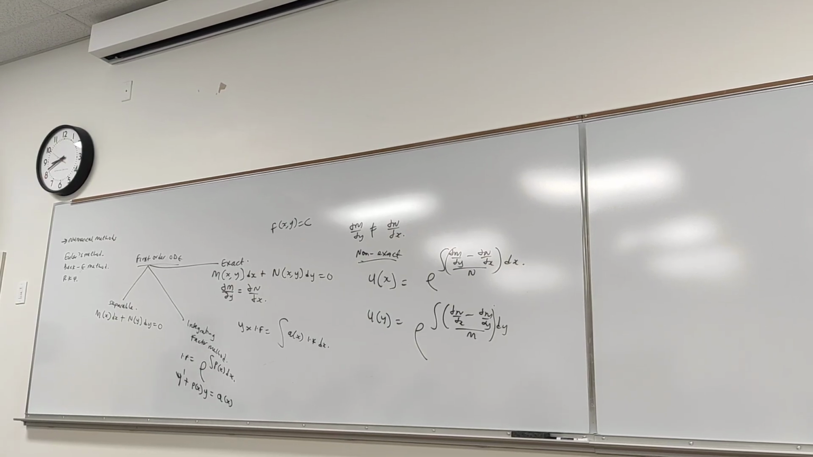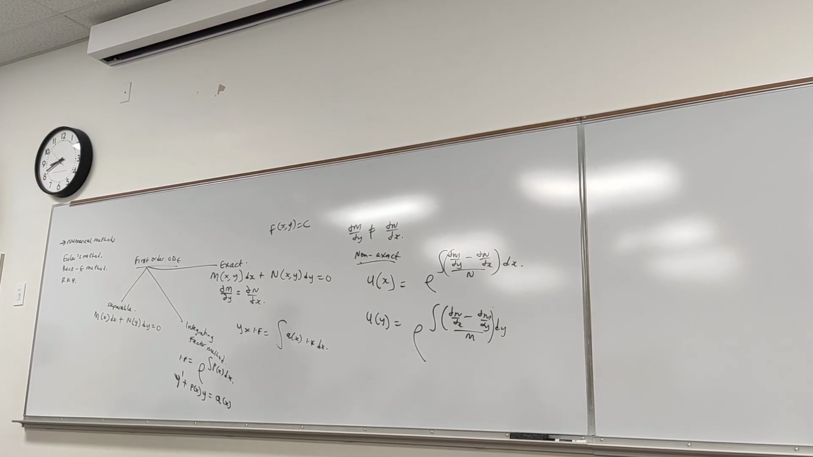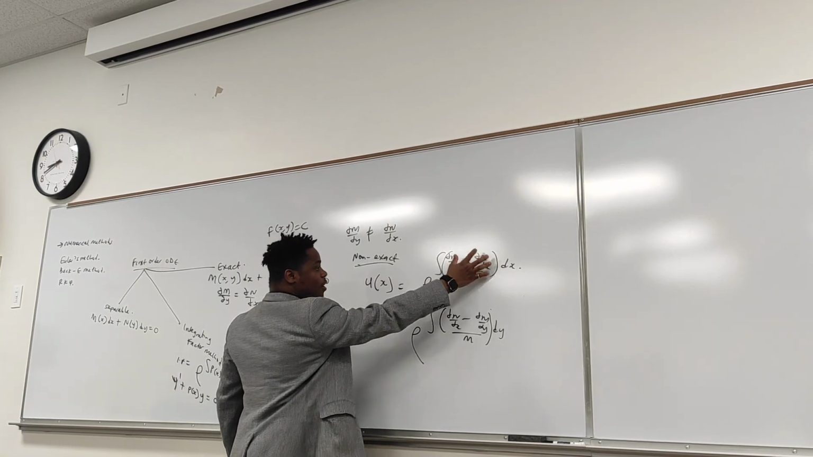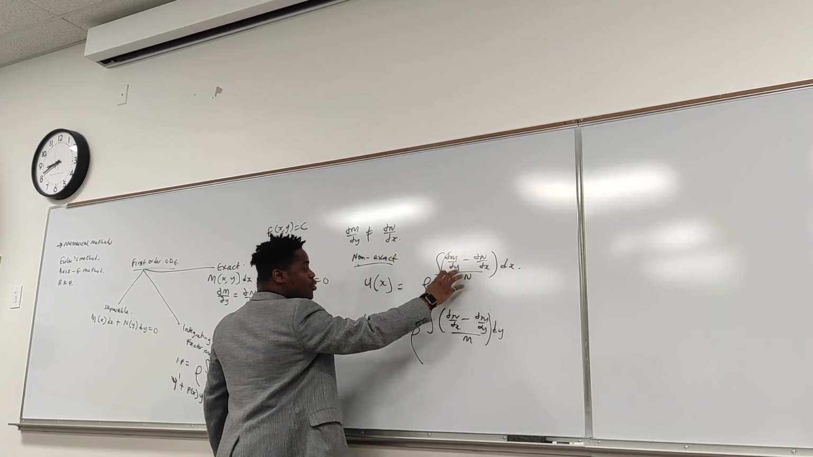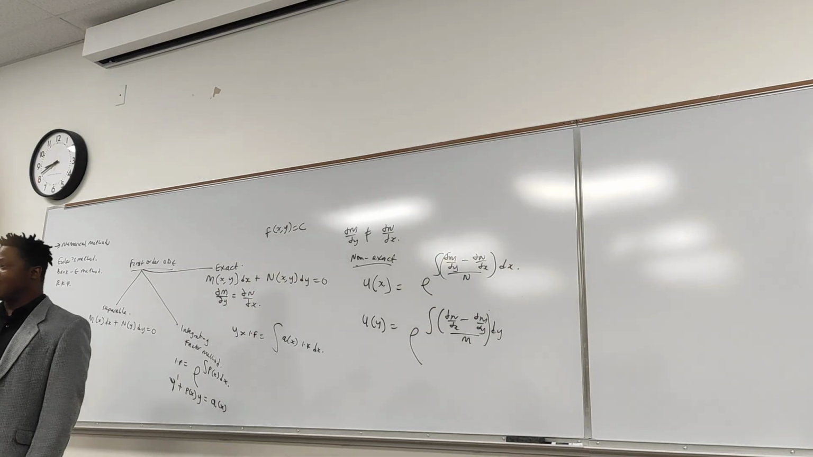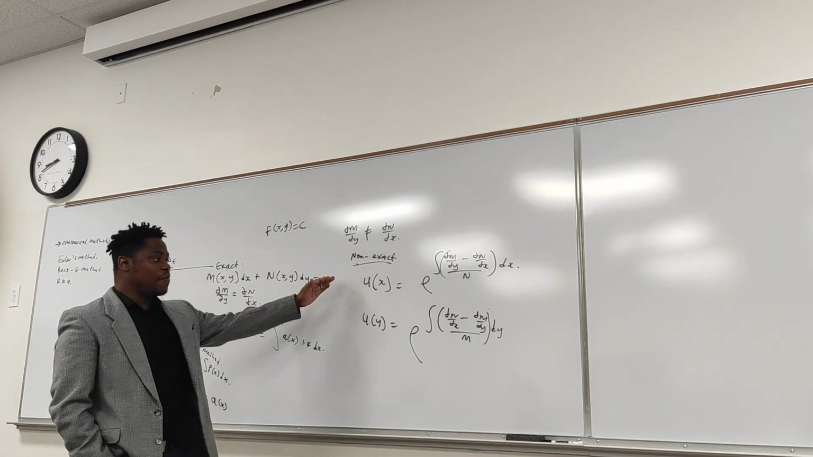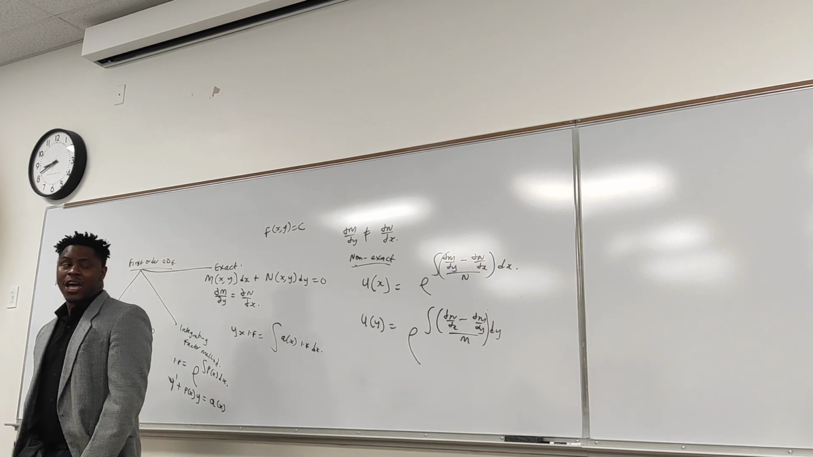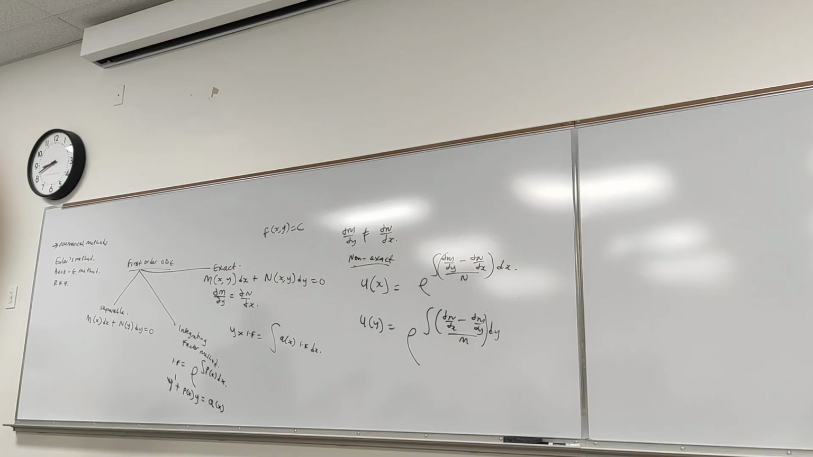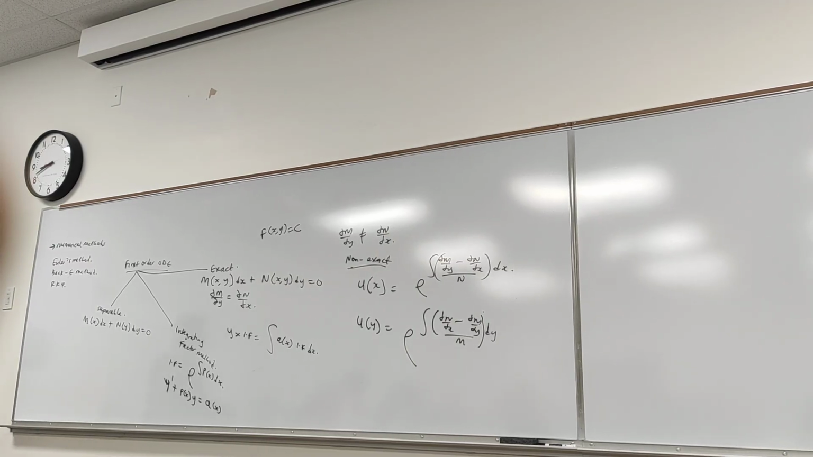Yes? It's when you can get it in terms of just one variable. So when you evaluate this function here and you end up with a term that has just x, you use this. If you evaluate it and you end up with a term that has just y, you use this. But if you evaluate it and you have a term that has both x and y, that is more complicated, like the one we did in the homework.